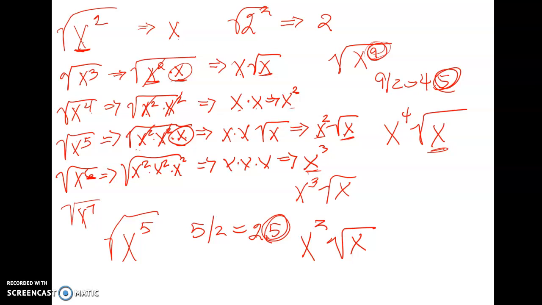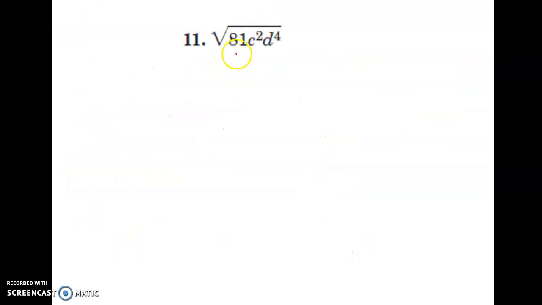Let's try a couple. So looking at 81, it is a perfect square, so we know that's a 9. C squared, it's even, so they're all going to come out by half. So 2 divided by 2 is 1, so I'm going to take one of them out. D to the 4th is even, so we'll divide that by 2, so d squared, and he is simplified. None got left behind because they were all even. Let's try one more.